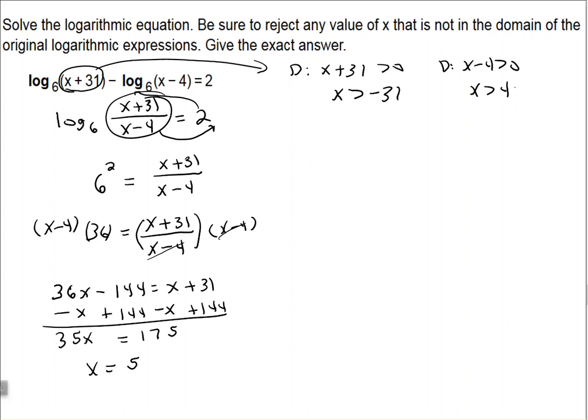So the intersection would be greater than 4, and 5 is greater than 4. Therefore, 5 falls in my domain and is the solution of this equation.